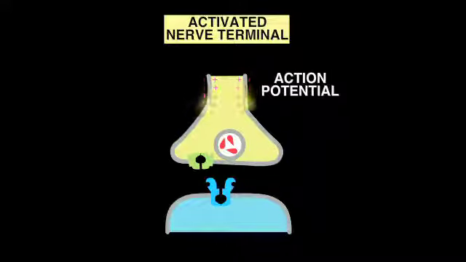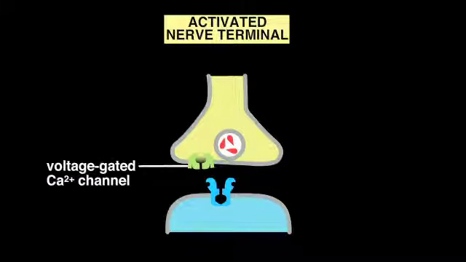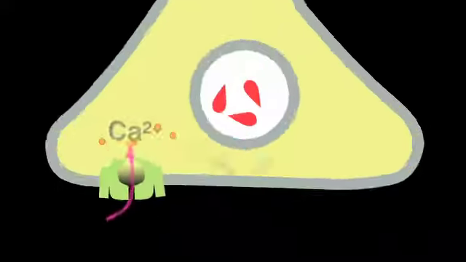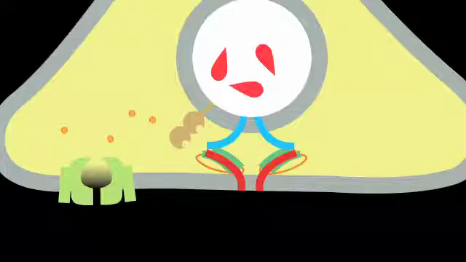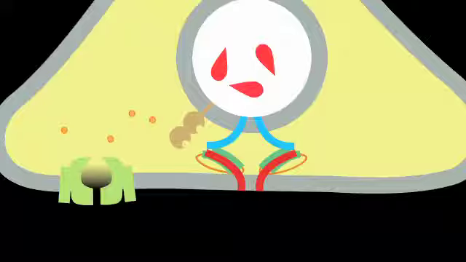When an action potential reaches a nerve terminal, it opens voltage-gated calcium channels in the plasma membrane, allowing calcium ions to flow into the active zone of the presynaptic terminal. At the active zone, synaptic vesicles are docked via the binding of V snares on the synaptic vesicle membrane with T snares on the presynaptic plasma membrane, which forms a partially assembled snare complex.